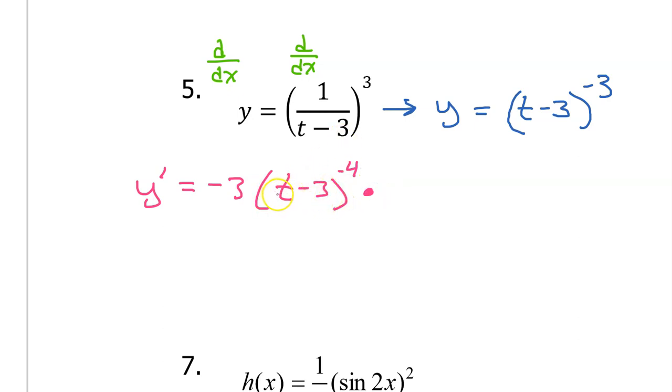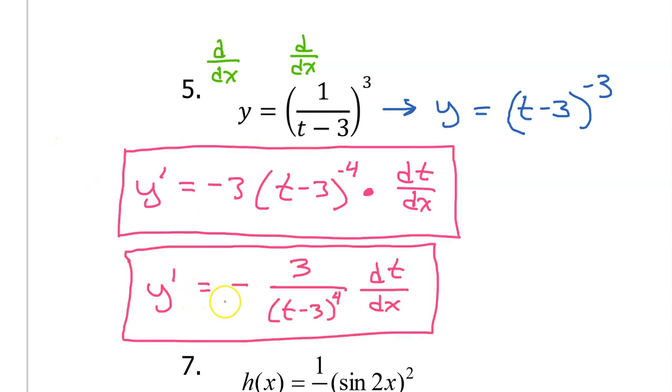If we were taking the derivative with respect to t, this would just be a 1. But we are not. We are differentiating with respect to x. So the derivative of t with respect to x is dt/dx. And of course the derivative of a constant is 0. So that's it. But we just have to be careful to put this dt/dx instead of a 1 because the variables do not actually match.